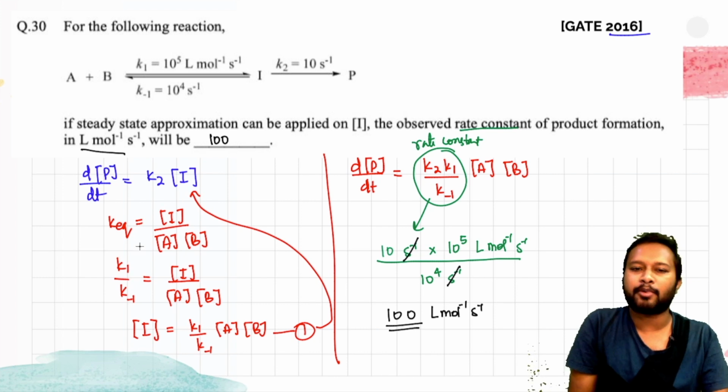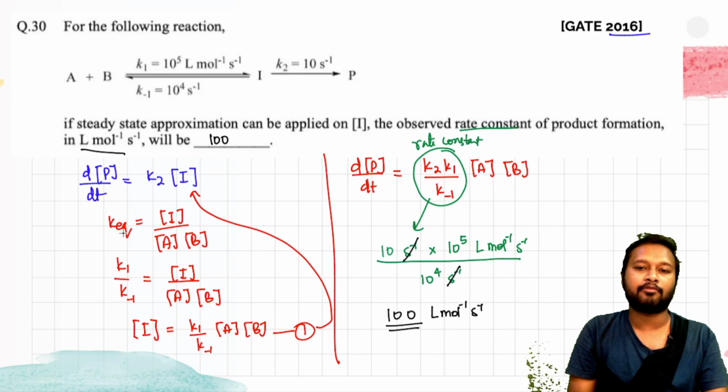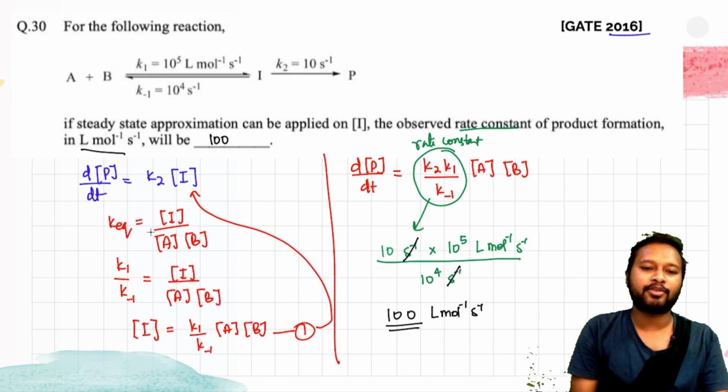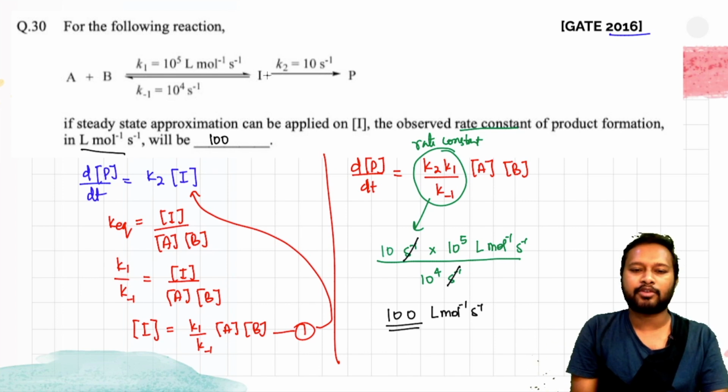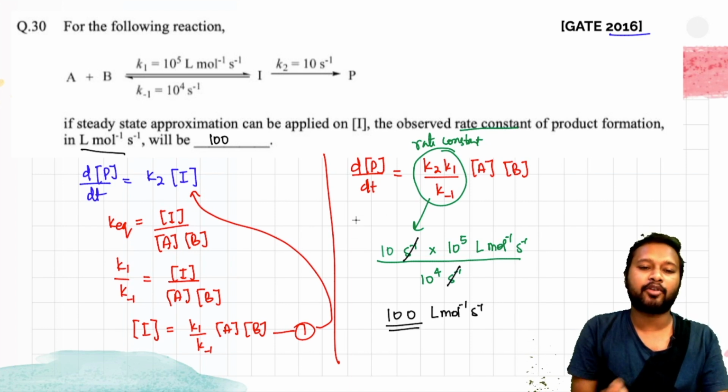Okay, fine, we have not applied a steady state approximation here. We have just used the equilibrium equation to solve this. What I want you guys to do is try this same calculation using steady state approximation, and see whether you are getting the same value of I or not, and whether you are getting the same value of the rate constant or not. So use steady state approximation on I and try this question.